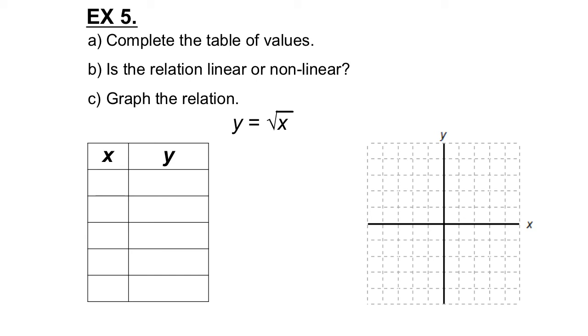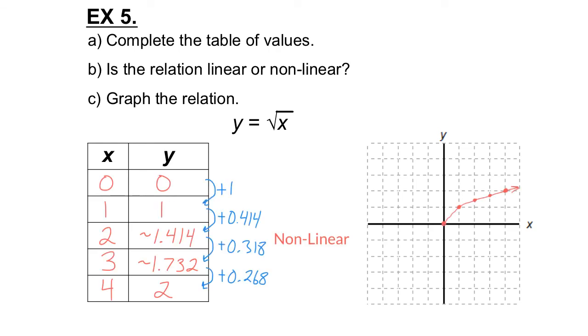Once you've done that, complete your table of values by using your equation, and then determine if it's linear or nonlinear, and make a graph. So I chose to do 0, 1, 2, 3, and 4 for my x values because that would fit nicely on my graph that I have on the screen. Square root of each of those, the differences are not all the same, so this is nonlinear, and we can see that in the graph.